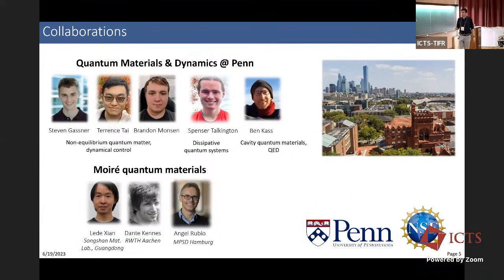So I should also say this work stands at the interface of two main collaborations, both at Penn and outside Penn. So in my group at Penn, we focus on quantum materials theory, low dimensional quantum materials, and in particular non-equilibrium dynamics, thinking about both ultra-fast materials control and more recent aspects such as cavity quantum materials or dissipative quantum systems in connection with Moire quantum materials, thinking about new routes to use, say, transition metal dichalcogenides heterostructures to engineer new and designer quantum states in tailored heterostructures.